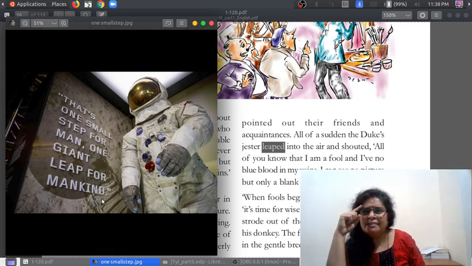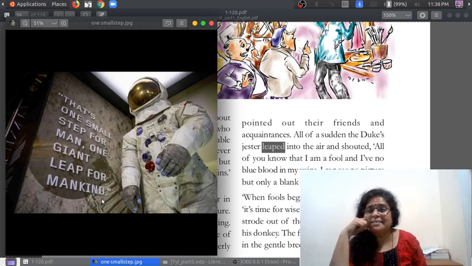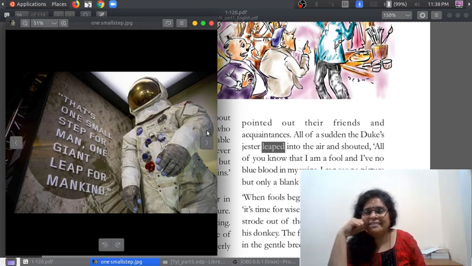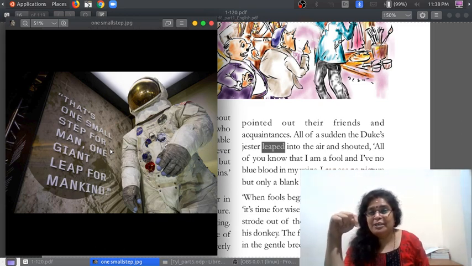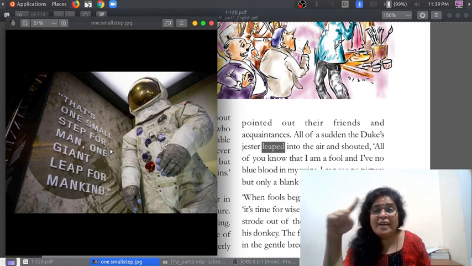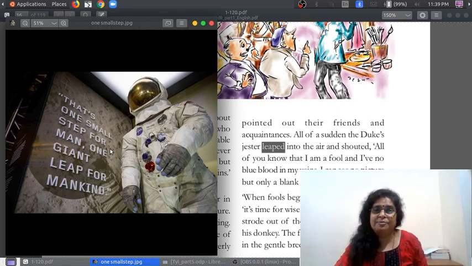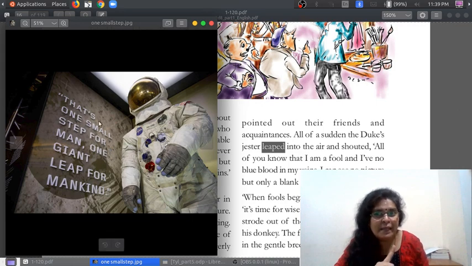Do you remember who said these words? Here is the hint, in the picture. If you don't know, search in Google and find out who said these words and when. This is a challenge for you. Find it out and send the answer in our English group. That's a challenge for you, okay? One small step for man, one giant leap for mankind. Leap, kudichu chattam. Okay.